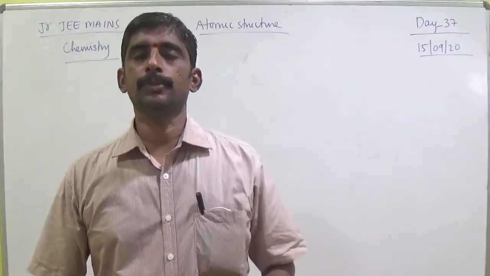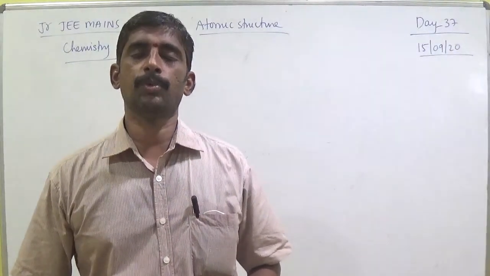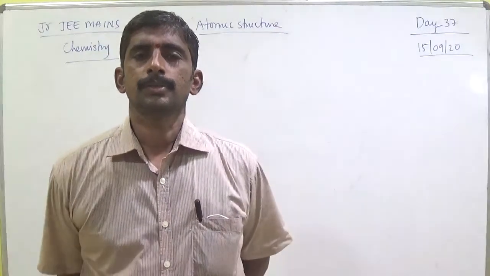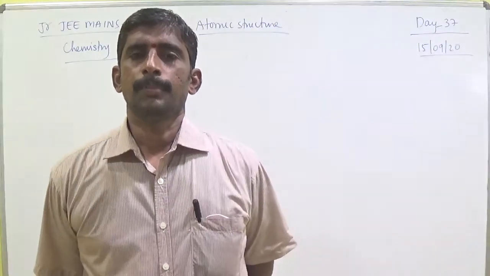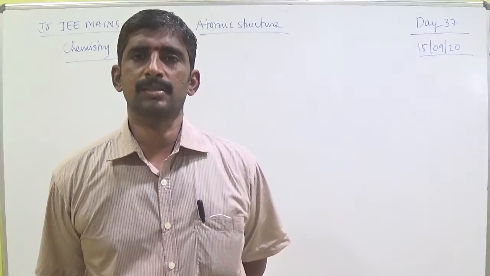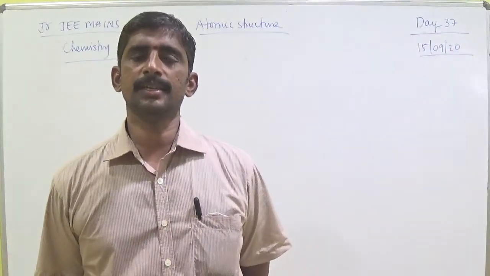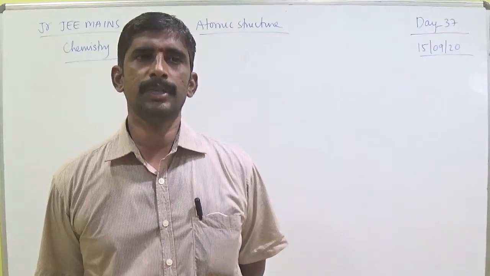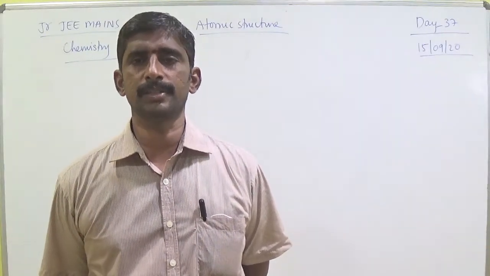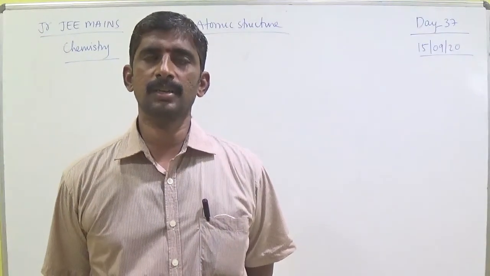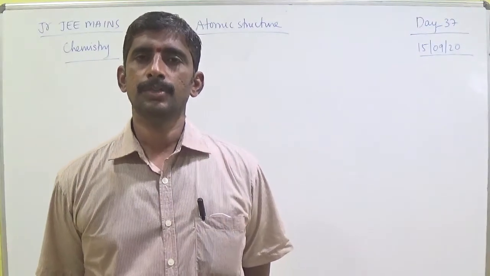Now, continuation of atomic structure, first part. Before class I gave some numericals on Planck's quantum theory and Einstein's theory, E equal to h nu. The problems I finished. The remaining problems we will do in the next class to complete the concept. So, next concept today.